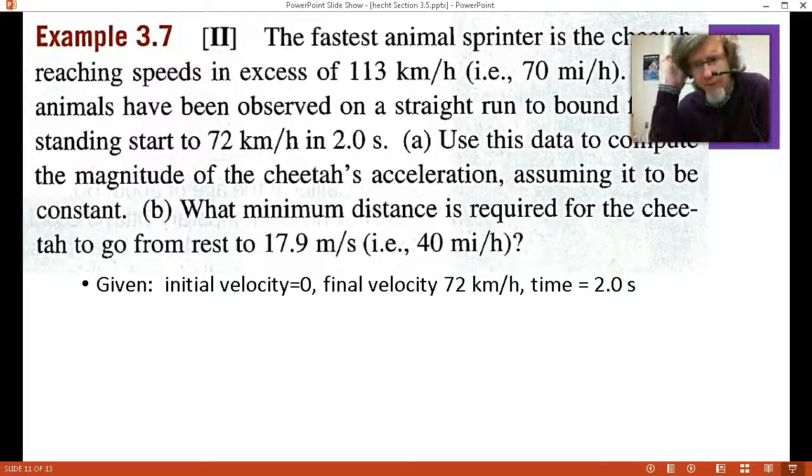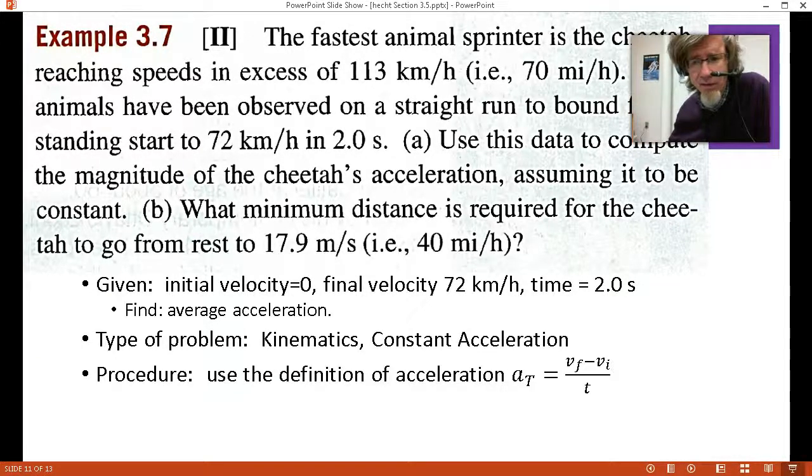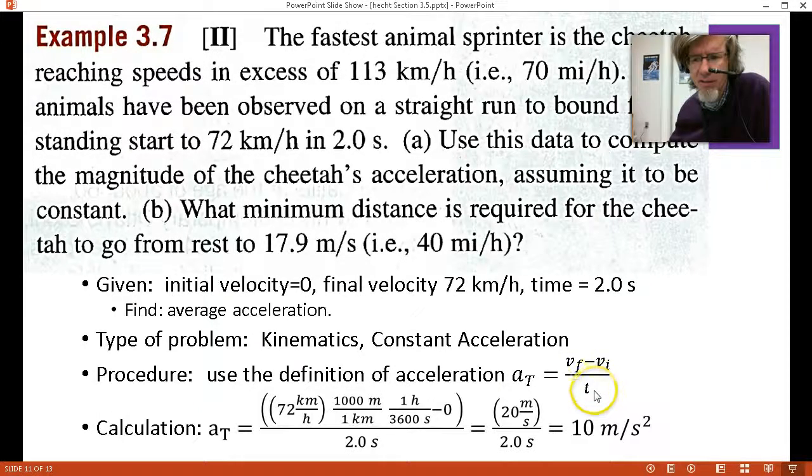So let's solve part A first. Initial velocity 0, final velocity 72, time 2 seconds. Find average acceleration. This is a kinematics problem, constant acceleration. By repeating this, we get good at recognizing these problems. Use the definition of acceleration, right? Acceleration in a tangential direction, straight line, we're assuming. Velocity final minus velocity initial over time.